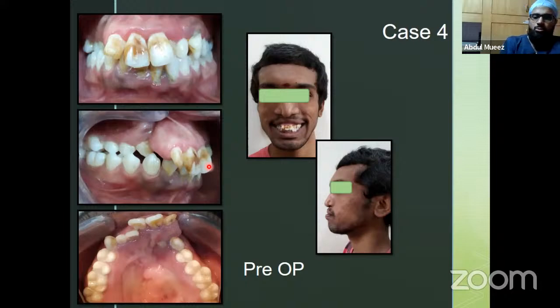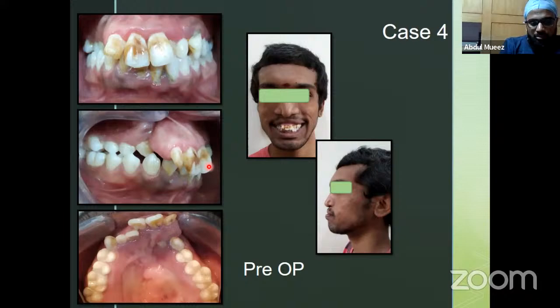This is like a syndrome case. This is a patient. It's not a syndrome. It's a cleft lip and palate case. I do have the syndrome cases, but I haven't completed, and I could because it could have become more. So I haven't taken into consideration. So this patient came for an alignment.